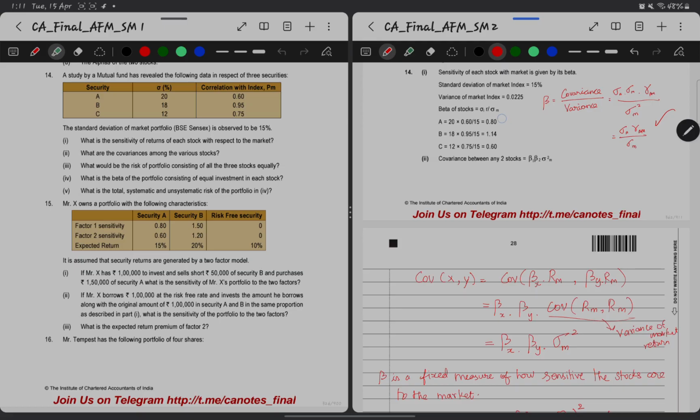So if we apply, we can get the beta values. That's what ICAI has followed. 20 multiplied by 0.6 divided by the standard deviation of market return 15, and we get betas of 0.8, 1.14 and 0.6.